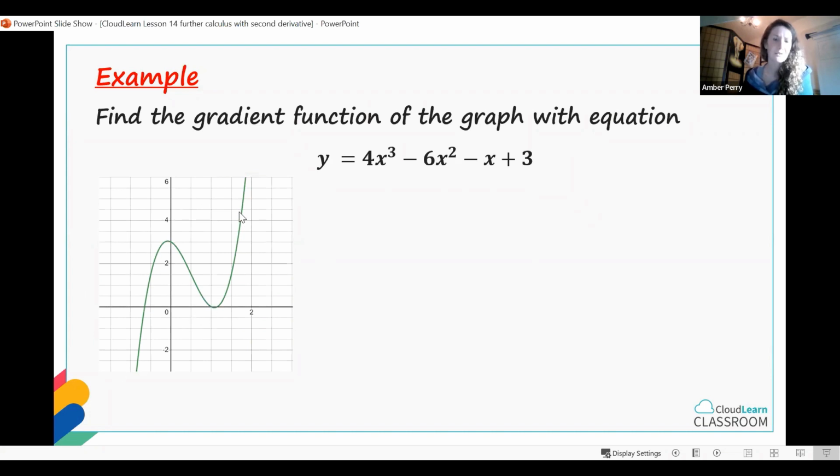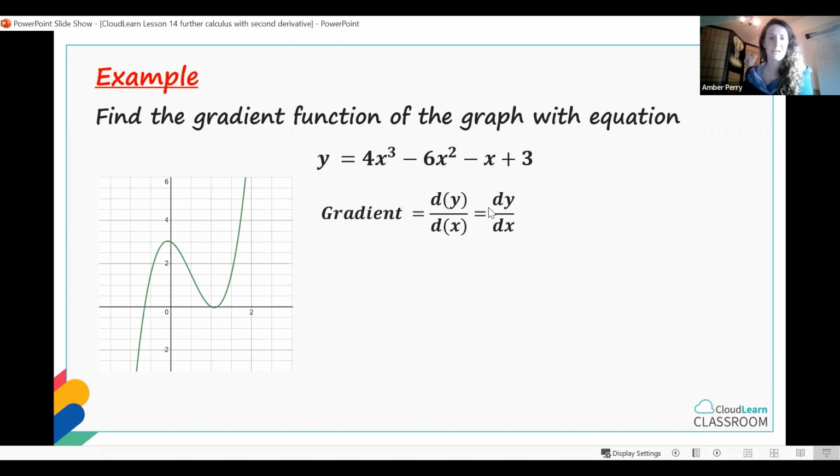So you'll notice that the gradient is changing all the way through. It's positive here. It's negative here. It's positive here. So it's going to be a function of x, and it's not going to be that nice and neat because it's changing quite a lot. But it's actually not too hard to find the gradient because we just follow that rule. We take the power, we times it by the number in front, and we reduce the power by 1. And if we do that all the way through, we will get the gradient function.